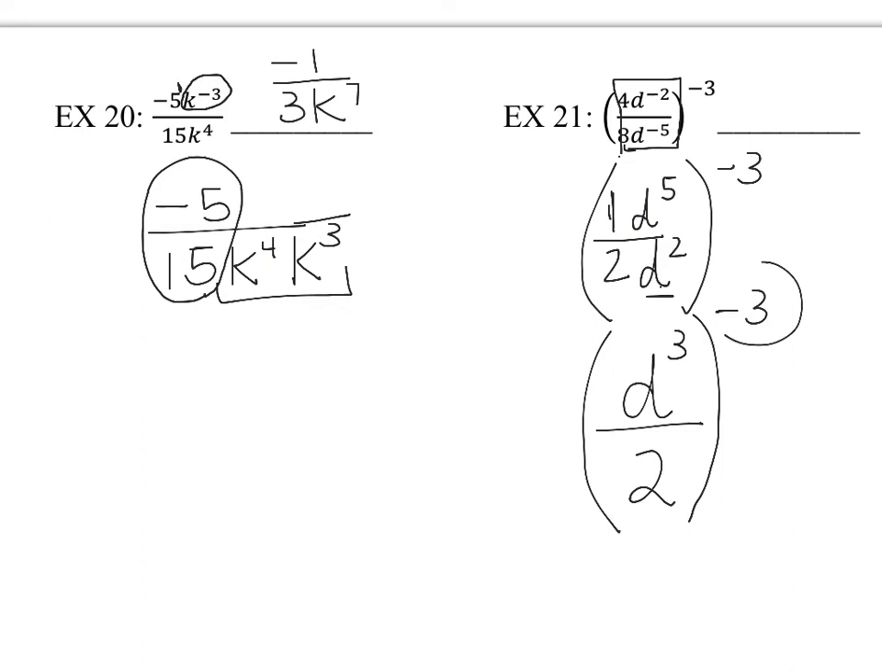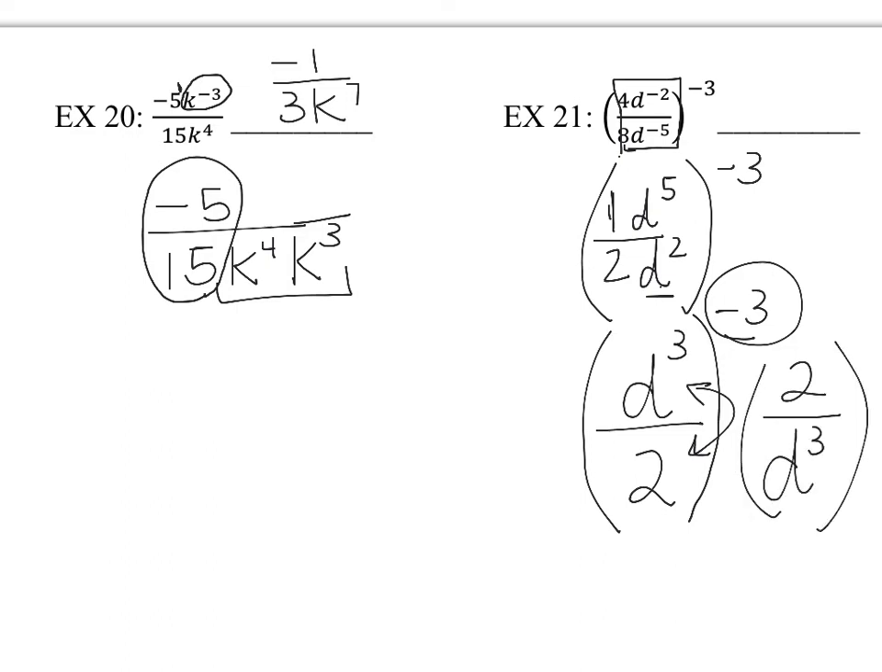Now, to take care of this, you flip the whole thing. So this becomes 2 over d to the third, the whole thing, to the positive third power. So now imagine there's a 1 on that 2. So you're doing 2 to the third and d to the, you multiply the exponents, d to the ninth. So 2 to the third is 8, putting my answer up here, over d to the ninth. And there's your answer to that one.